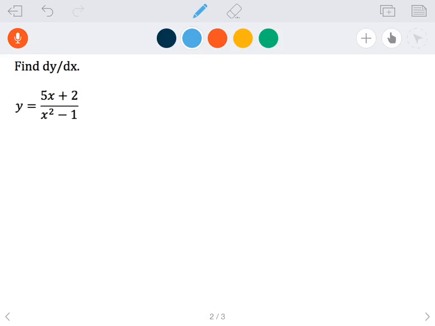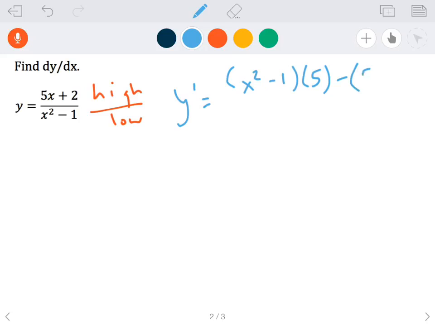Find dy dx, where y is equal to 5x plus 2 over x squared minus 1. I'm going to use the quotient rule now because I've got high over low. And so my derivative is equal to low d high minus high d low. Oh, kind of ran out of room. That says 2x. All over low squared.